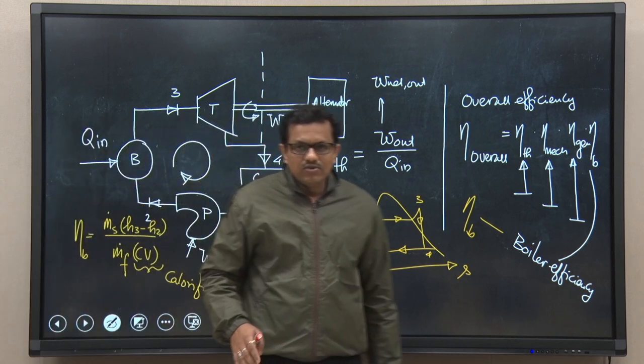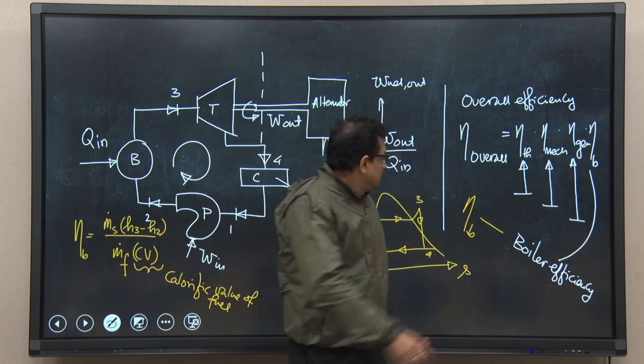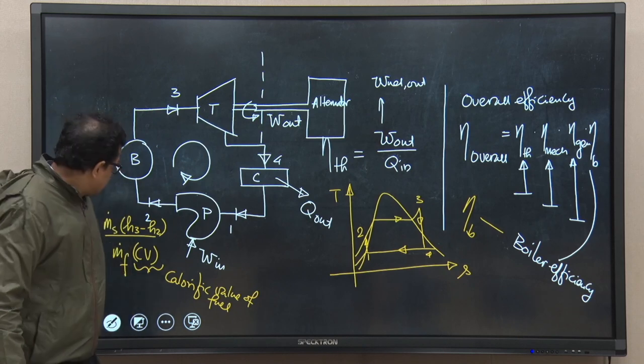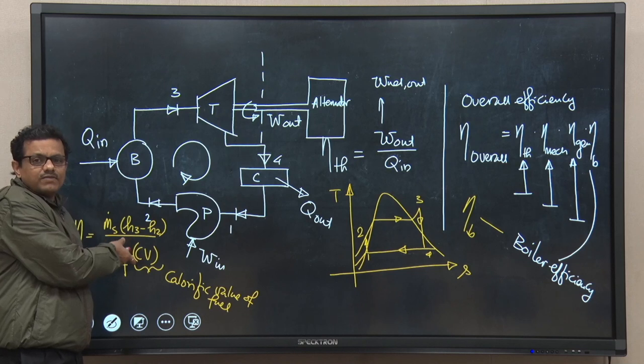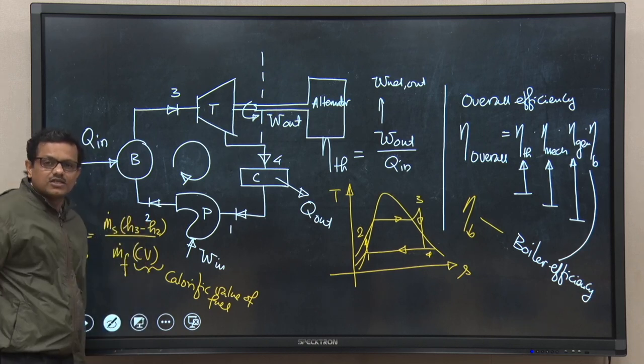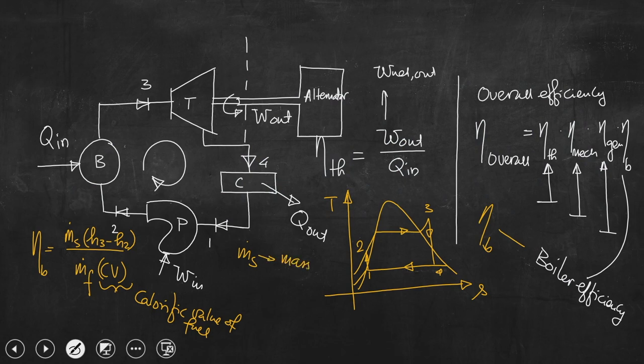Now, we can understand that this efficiency plays an important role in the prediction of the overall efficiency of the plant. So our target should be, as I mentioned a few minutes back, to bring these two quantities closer. It is very difficult to achieve in practice that they will be equal, but our target should be to increase the quantity m dot s into h 3 minus h 2, where m dot s is the mass flow rate of steam and m dot f is the mass flow rate of fuel. So our objective should be to increase this quantity.